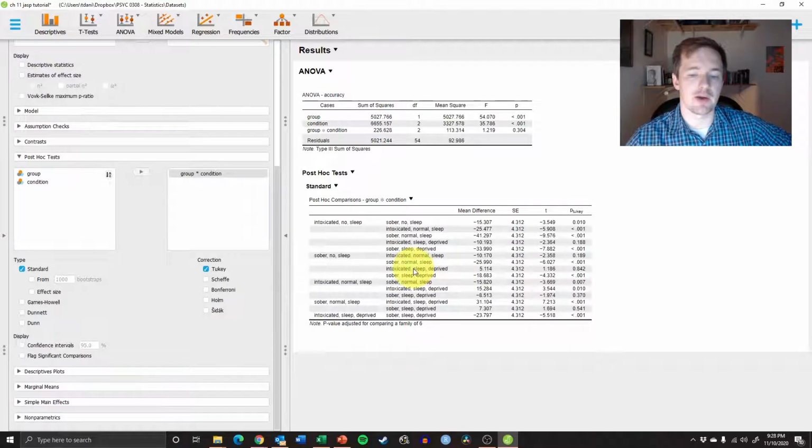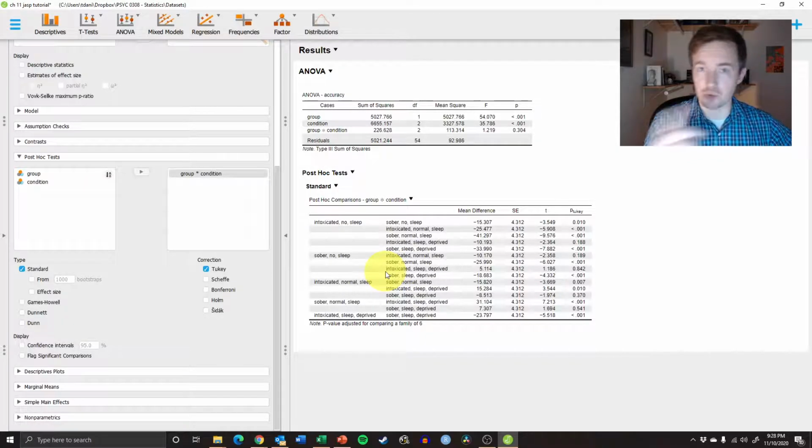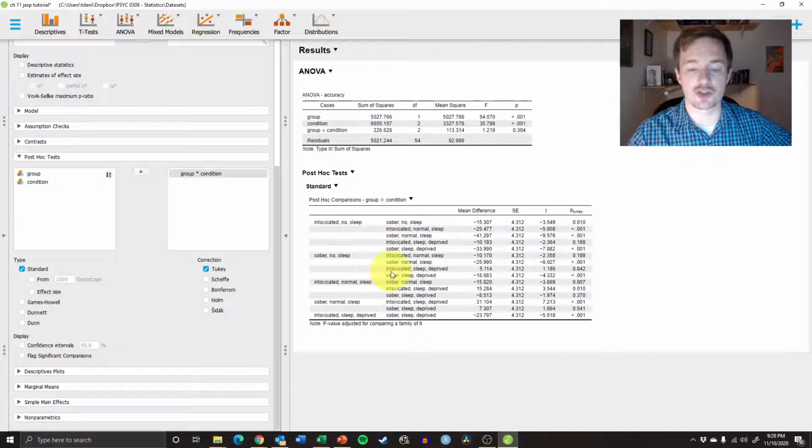And so, if I wanted to work a story up about this, which I shouldn't, because I just said that the rules are you're not supposed to really dig into this too much if you don't have good reason to, and I don't have good reason to. But I can see that the intoxicated sleep deprived condition is not different from the sober no sleep condition, which must mean, ooh, maybe people do just as well when they're sleep deprived and intoxicated as somebody who is sober who has not slept, or something along those lines. But you can find lots of cool information here.